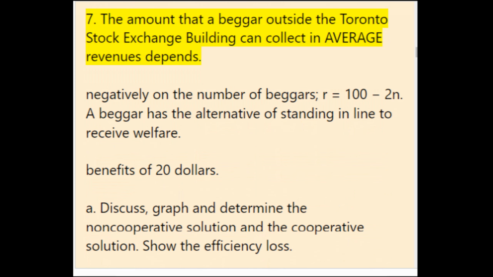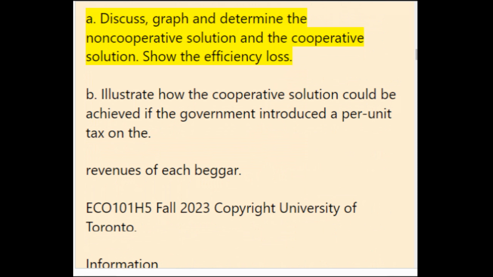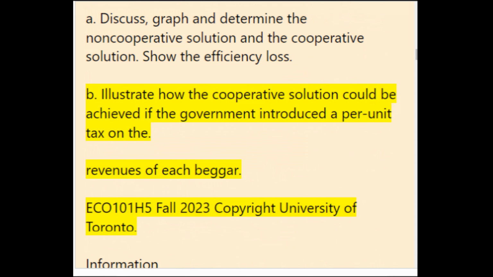7. The amount that a beggar outside the Toronto Stock Exchange building can collect in average revenues depends negatively on the number of beggars, R = 10 - 2N. A beggar has the alternative of standing in line to receive welfare benefits of $2. A. Discuss, graph and determine the non-cooperative solution and the cooperative solution. Show the efficiency loss. B. Illustrate how the cooperative solution could be achieved if the government introduced a per unit tax on the revenues of each beggar.